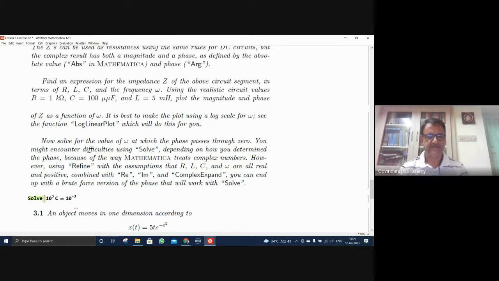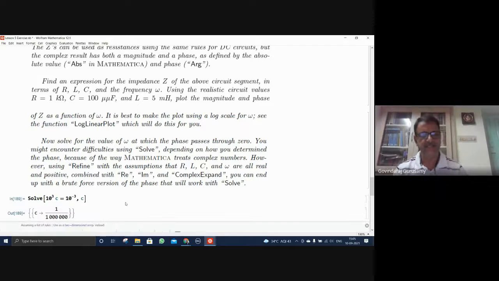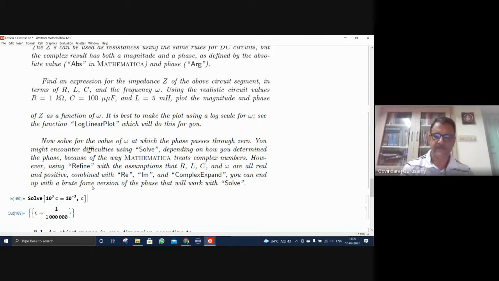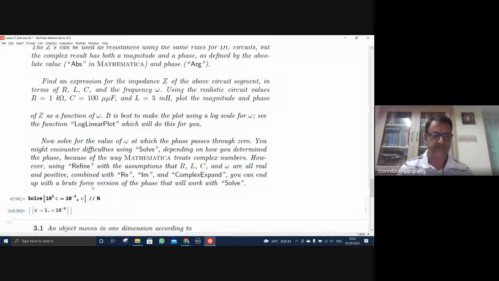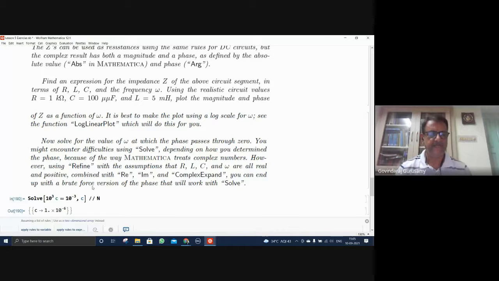This equation is right, but what are we mentioning here? I said 1 kilo ohm, I am using it. Time constant I want to have is 10 power minus 3. Then what should be the value of C? So solve for C. I will use a small c, because C is already used by Mathematica for other purposes. So what do I get? Now it's going to be 10 power minus 6, and you get the numerical value by putting N. So it's going to be 1 microfarad.